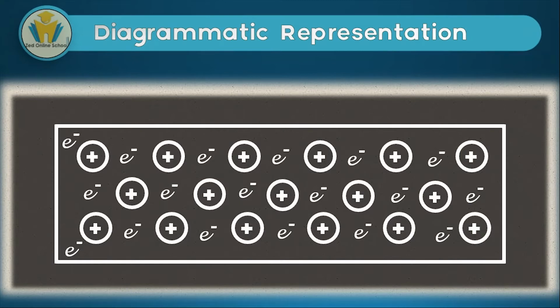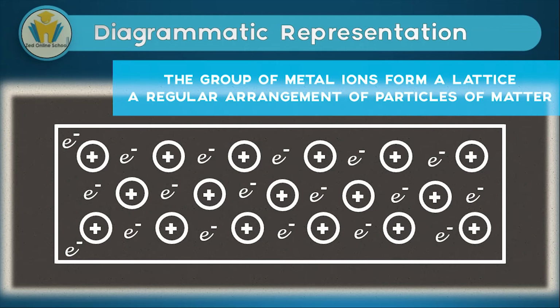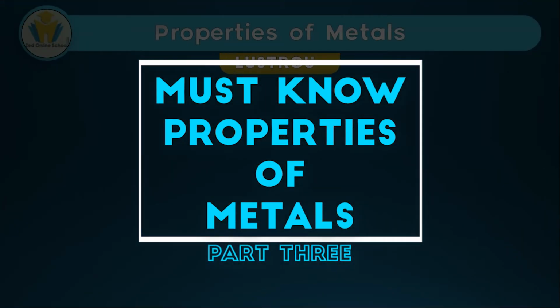Under metallic bonding, you should know that this group of electrons will be referred to as a sea of electrons. You should also know that this group of metal ions forming a regular shape will sometimes be referred to as a lattice. With that said and done, let's look at the properties of metals.